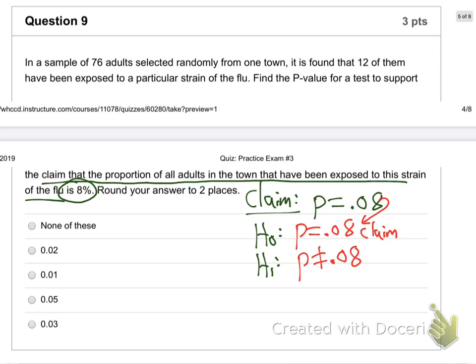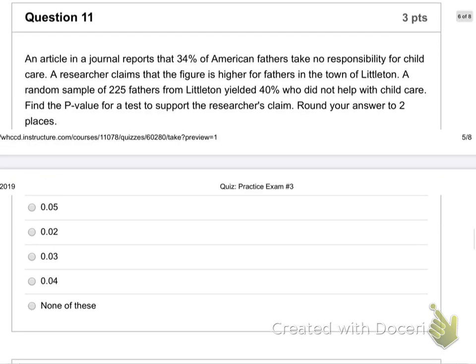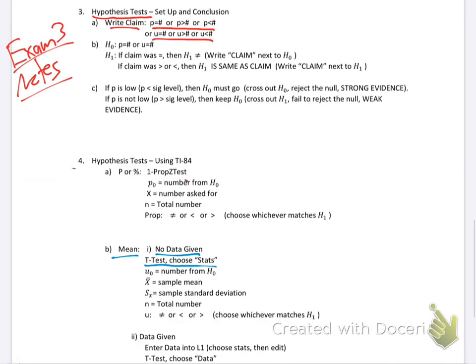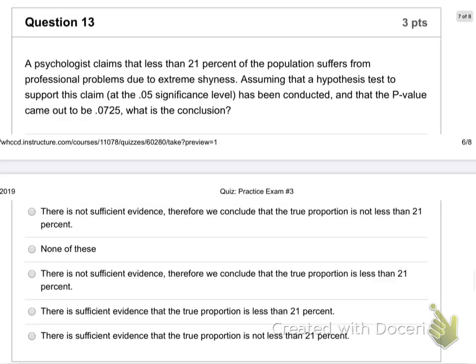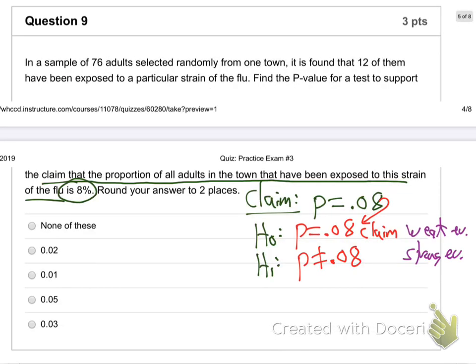All right, and then write our evidence in. I don't think we even really care on this one, actually, because we just have to go forward for the p-value now. If we go to our notes, it's going to be hypothesis test for P, 1 prop Z test. It's going to ask me for P0, X, and N.